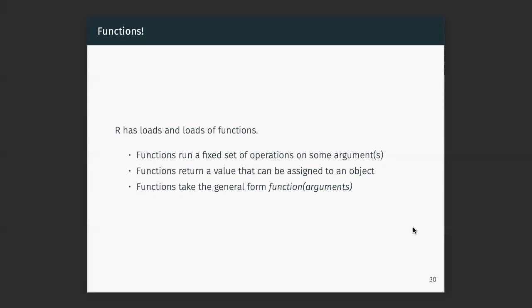Functions run a fixed set of operations on some arguments. Functions return a value that can be assigned to an object. Functions take the general form of function name, parentheses, arguments. So we pass something to a function and it returns something back to us. We give it an input, it gives us an output.